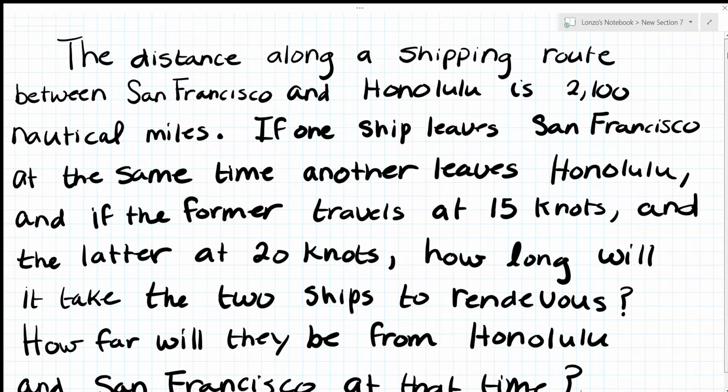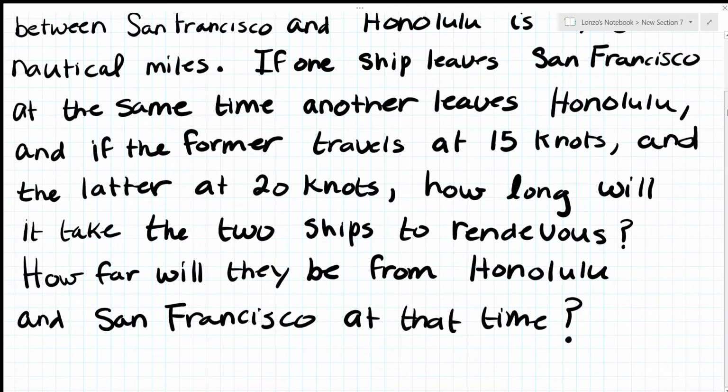So let me reread this. This is kind of long. They say the distance along a shipping route between San Francisco and Honolulu is 2,100 nautical miles. If one ship leaves San Francisco at the same time another leaves Honolulu, and the former travels at 15 knots and the latter at 20 knots, how long will it take the two ships to rendezvous or meet? How far will they be from Honolulu and San Francisco at that time?